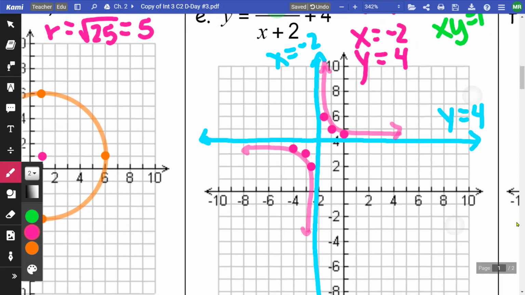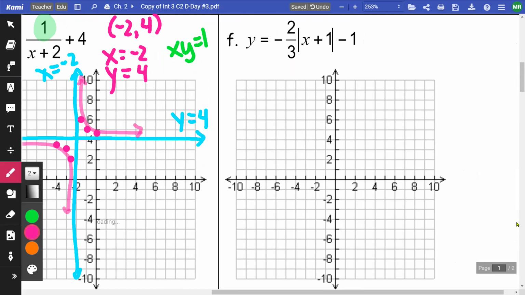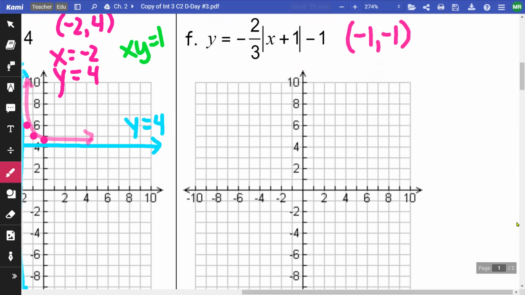On number 2, sorry. No, I've got one more. Thought I did. Letter F. So this one is an exponential graph. I mean, an absolute value graph. And we have a vertex or locator point at -1, -1.